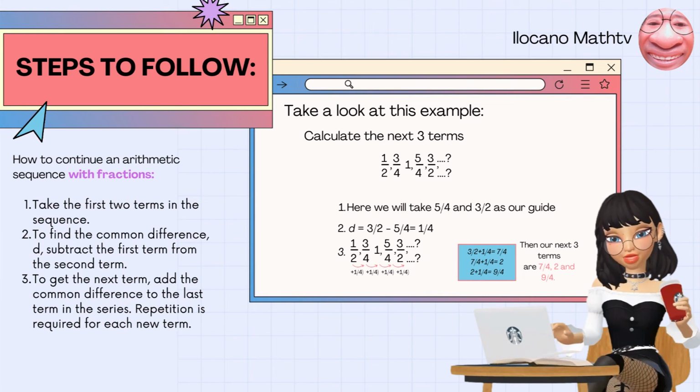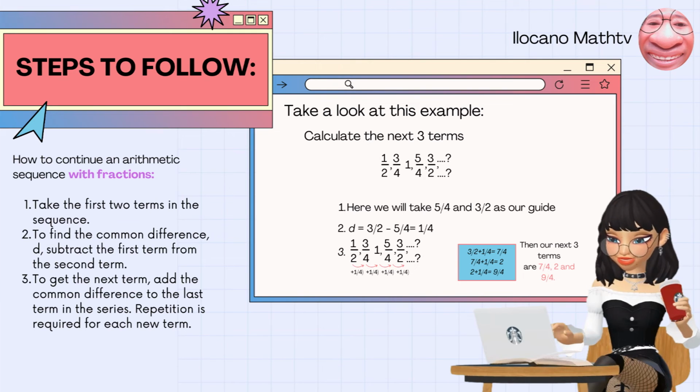How about with fractions? Take a look at this example. Let's calculate the next 3 terms of 1/2, 3/4, 1, 5/4, and 3/2. Here we will take the 5/4 and 3/2 as our guide. D is equal to 3/2 minus 5/4 is equal to 1/4. Therefore, our common difference is 1/4.